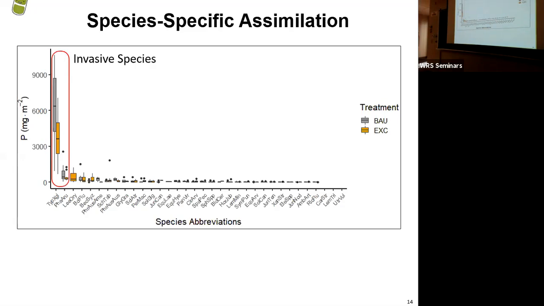So these two are invasive species. Almost all the rest of these are native species. There are a couple of invasives in here, but they're newcomers to Minnesota, and so they haven't had quite a chance to establish yet. So these are the two most aggressive invasive species in our basins.